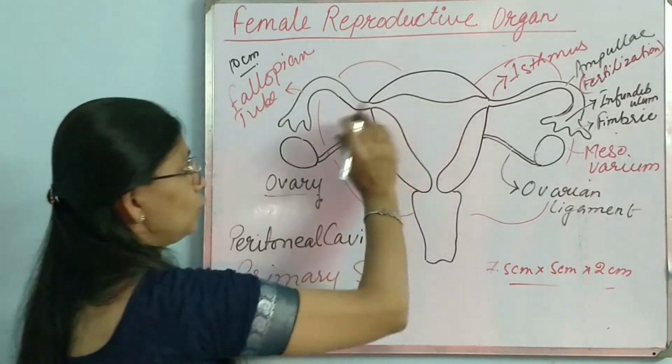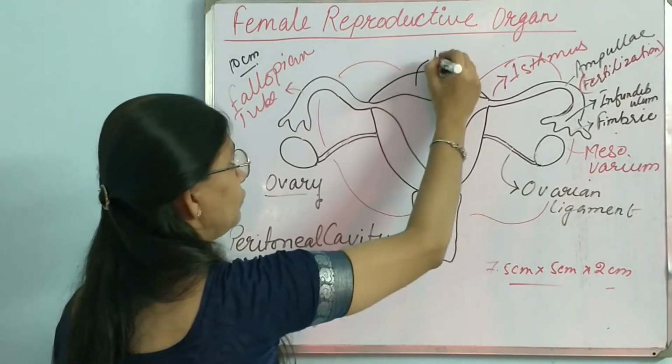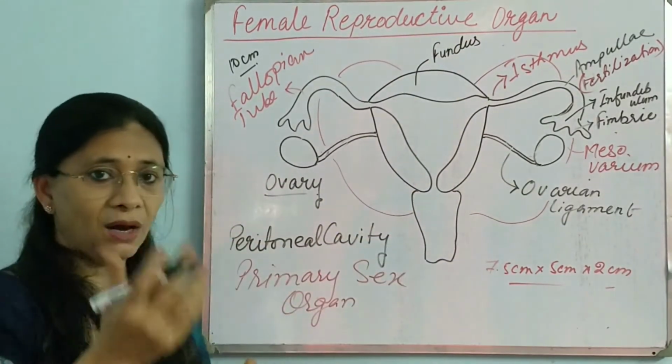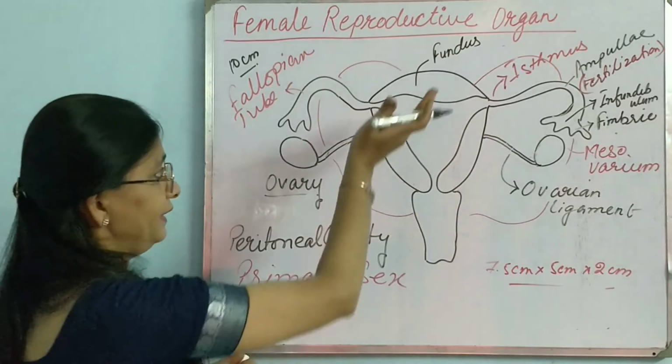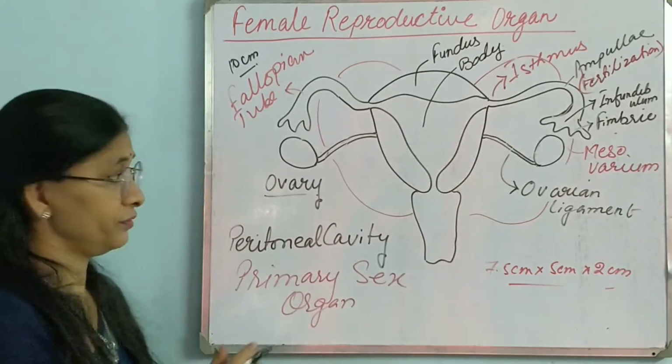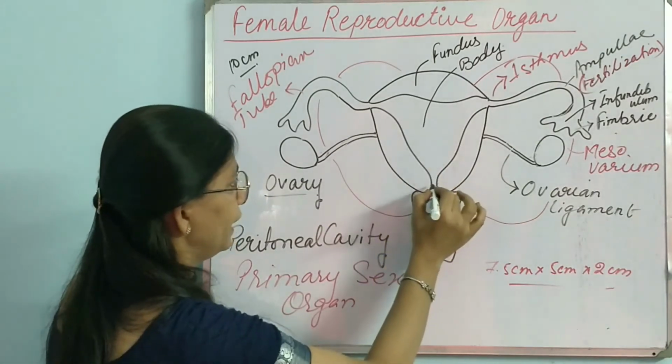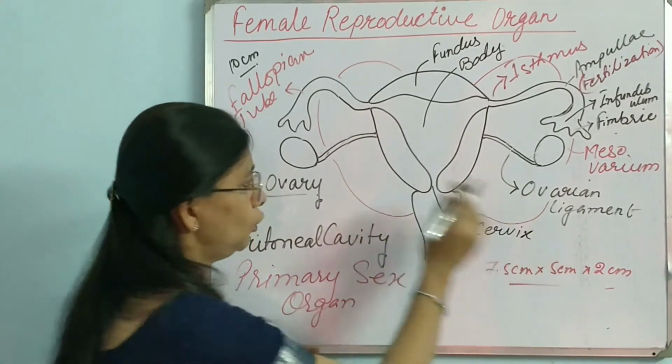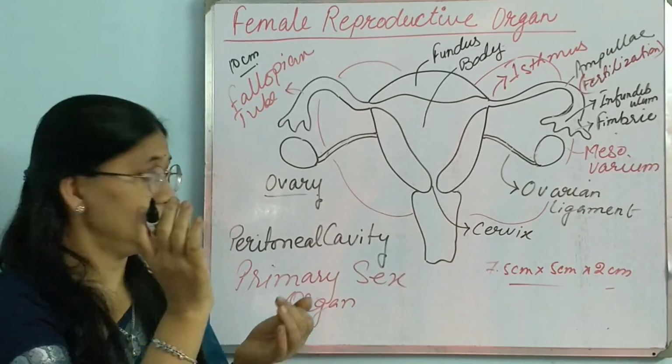They are: the top umbrella-like portion, known as the fundus. Then the whole area is known as the body of the uterus. And the lower portion of the uterus is known as the cervix.